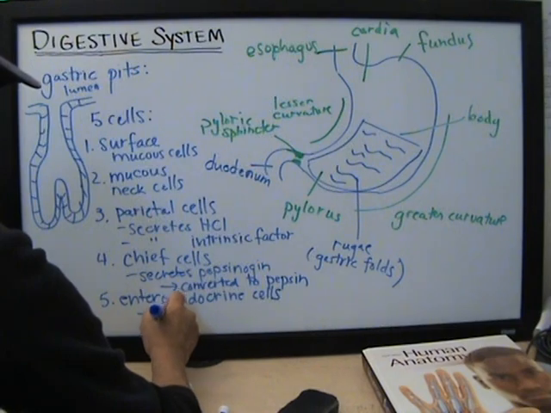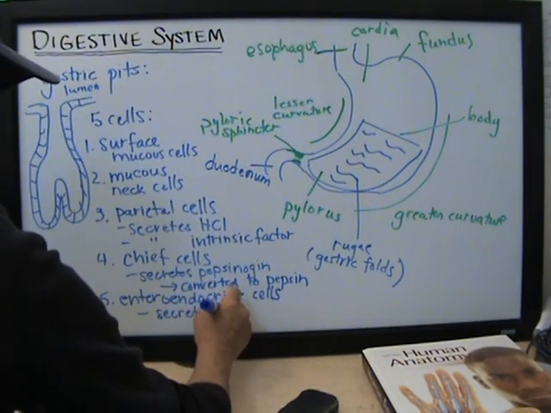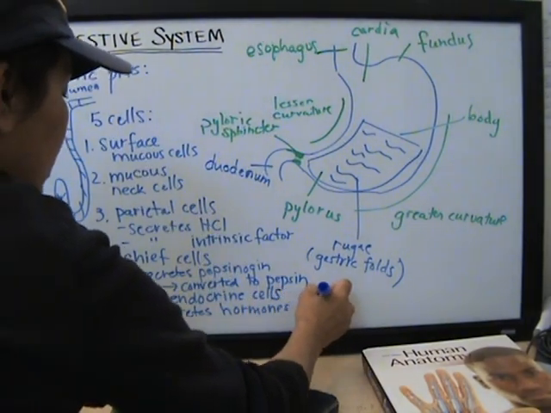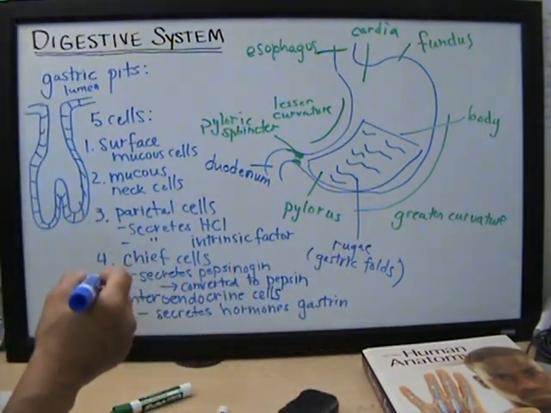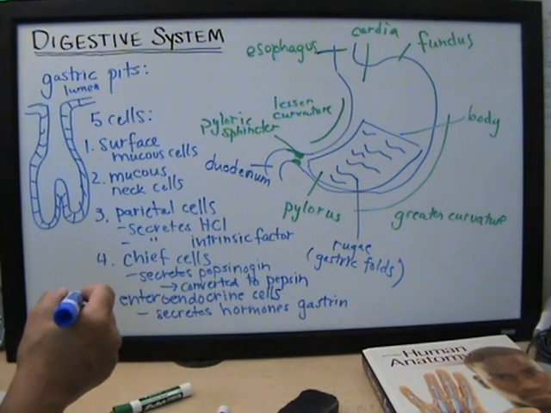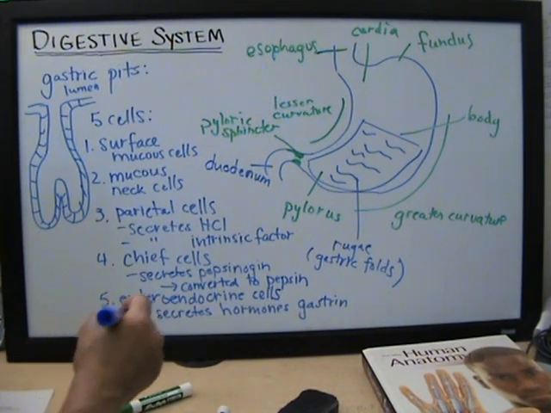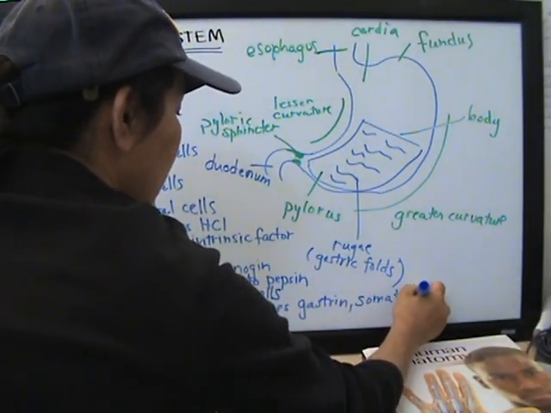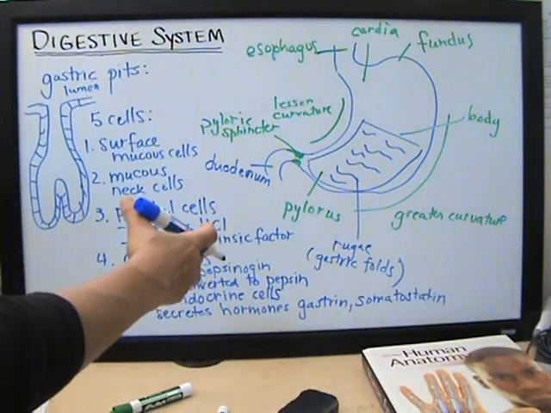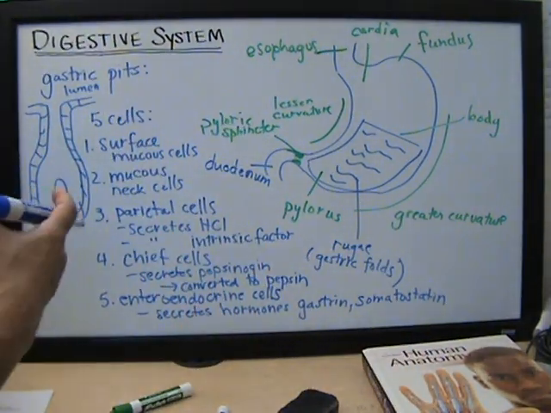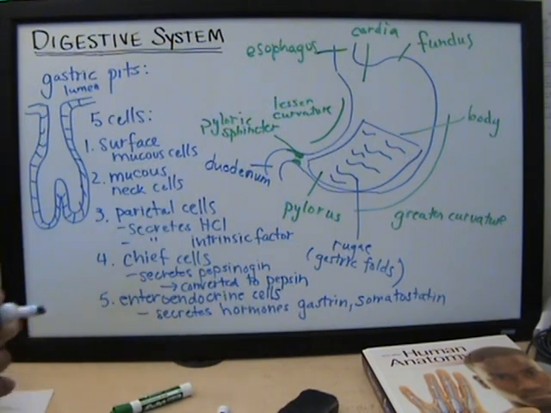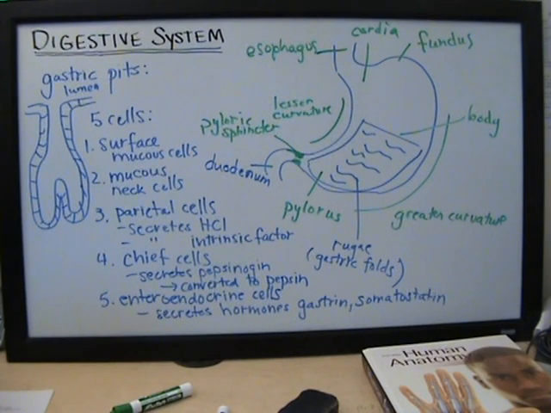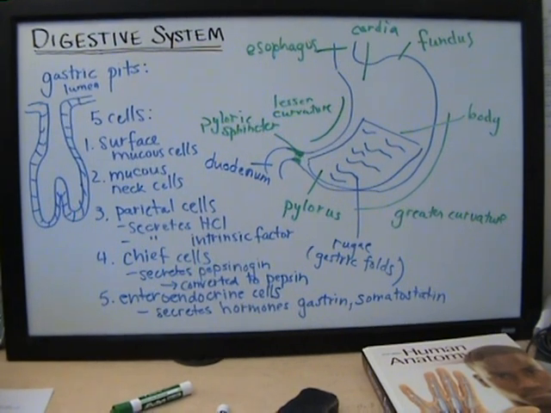I'm going to just put secrete hormones: gastrin and somatostatin. And again, these are important for digestion. They go on and influence the release of some of these other substances in other cells. Alrighty, hope that was helpful.